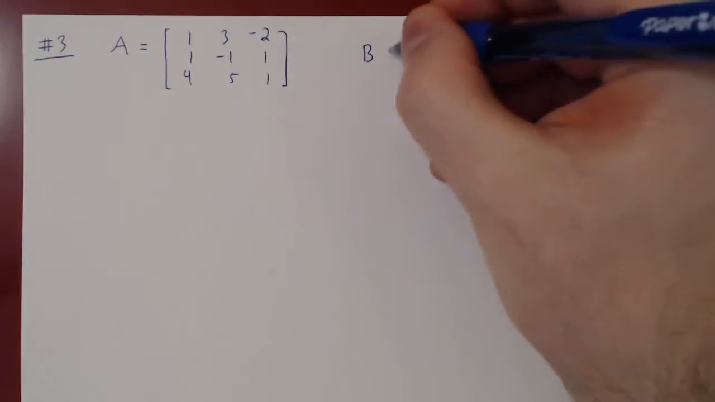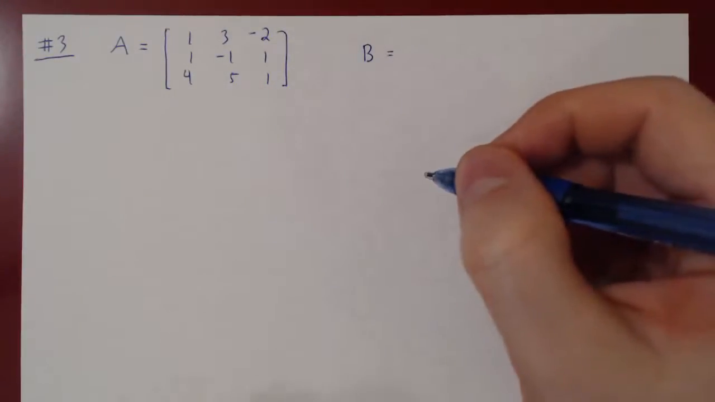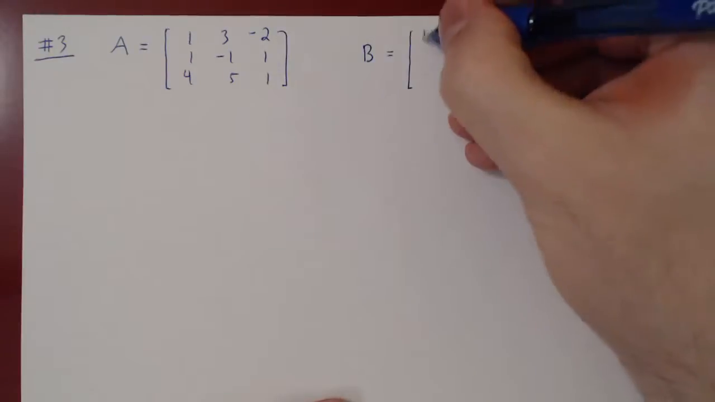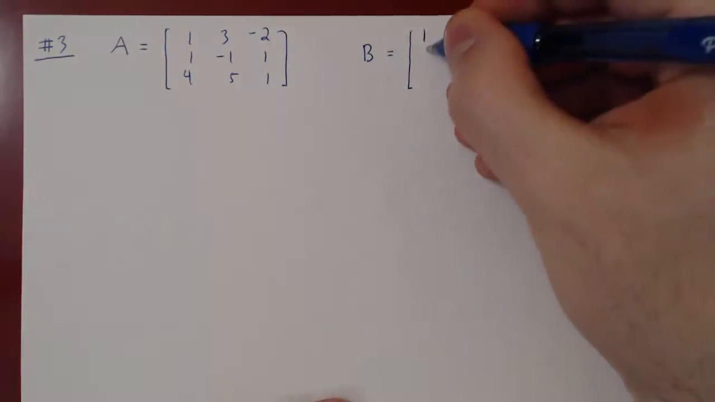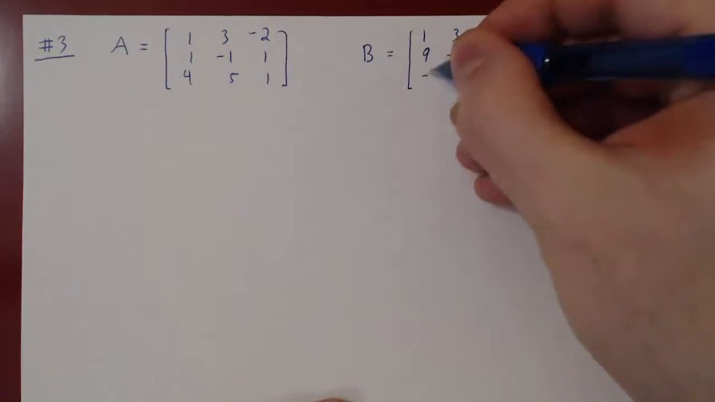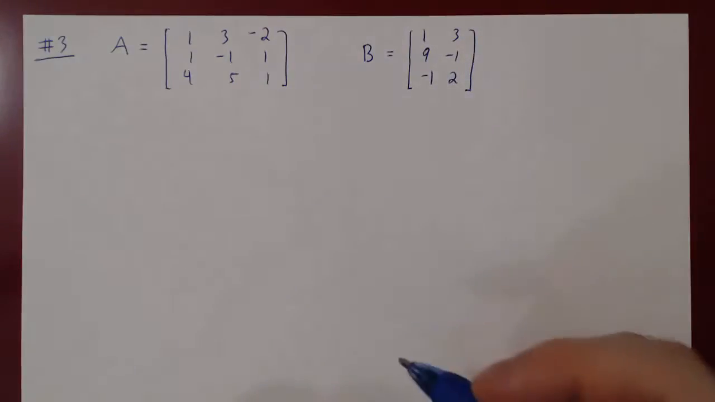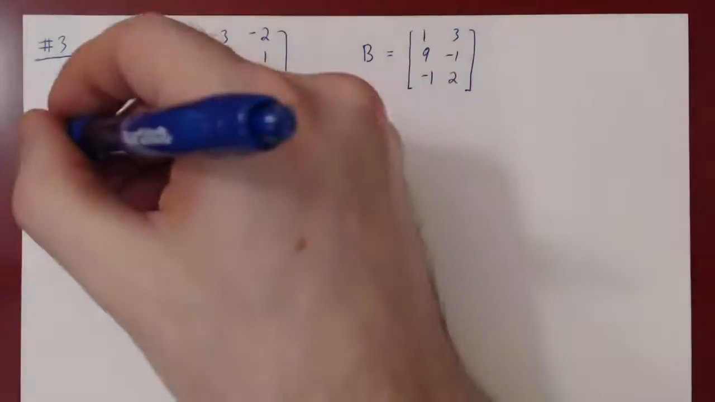Let's take B to be, say, a 3 by 2. 1, 3, 9, negative 1, negative 1, 2. Let's look at A times B. Can we compute A times B?